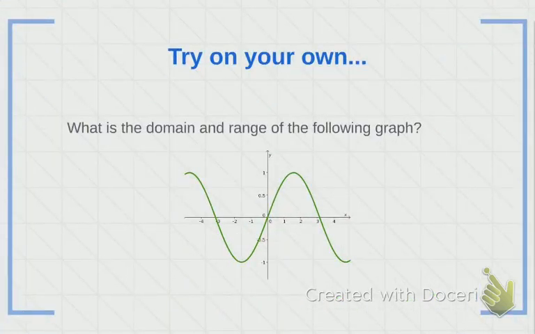So try this one on your own. What is the domain and range of the following graph? And if you're not familiar with this graph, it does keep oscillating forever. So that should give you a little bit more information about it. And so we could almost think about there being like arrows at the ends, but it doesn't keep going in the same direction. It keeps oscillating back and forth.